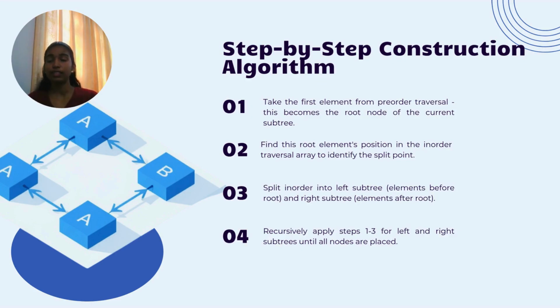Now let's see the step by step algorithm. Step 1. Take the first element from preorder traversal. That becomes the root. Step 2. Find the root in inorder traversal. Step 3. Split the inorder traversal into left and right parts. Step 4. Recursively repeat the process for left and right subtrees. Step 5. Continue until all nodes are placed correctly. This recursive process builds the full binary search tree.